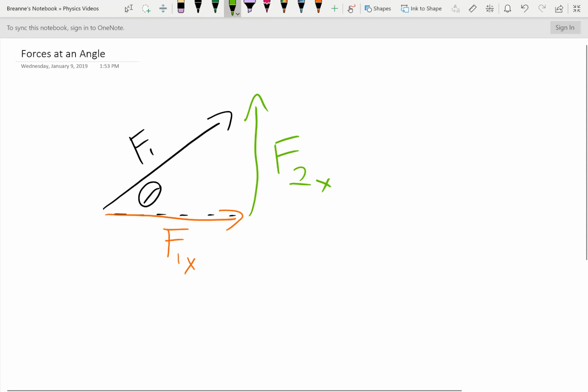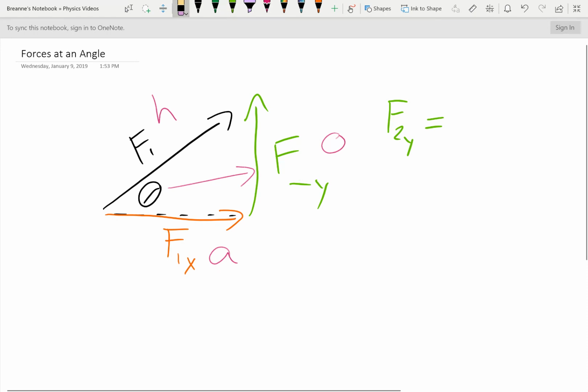And then you will have to use sine, cosine, or tangent. This side is your hypotenuse. If this is your angle, this will be your opposite, and this is your adjacent. At that point in time, you decide if you're using sine, cosine, or tangent. For your f2y, you're going to end up using sine.